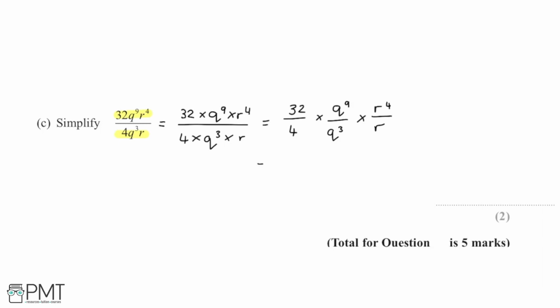And I can start with 32 over 4. That just gives me an answer of 8. And then we're multiplying that by q to the 9 over q to the 3. So here, again, I'm going to be referring back to my laws of indices.